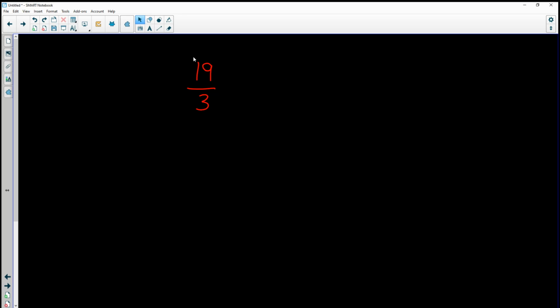An improper fraction is where the numerator, the top number, is larger than the denominator. Okay? So sometimes you'll see this, and as I said, it refers to what's called an improper fraction because we don't like to see this. Okay? So how do we convert that?